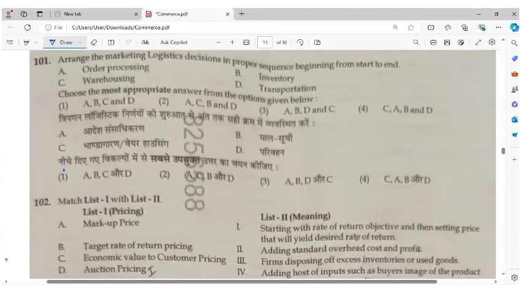Now the next one, question number 101: arrange the marketing logistic decisions in the proper sequence, beginning from the start to the end. You know that it starts from the ordering process, and once you order, then the inventory, and after that the warehousing, and after that the transportation. This is a really simple question, that is option number 1.